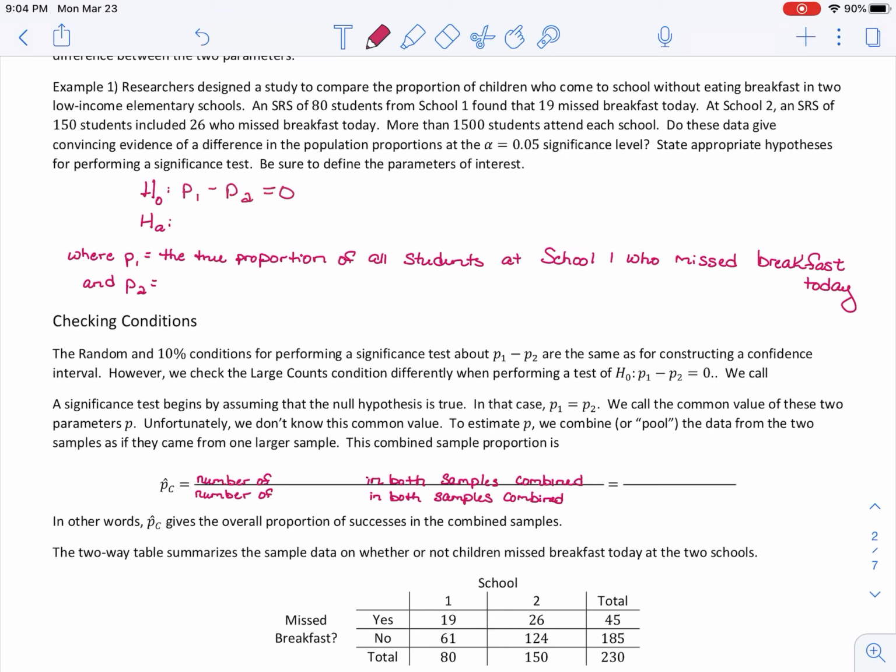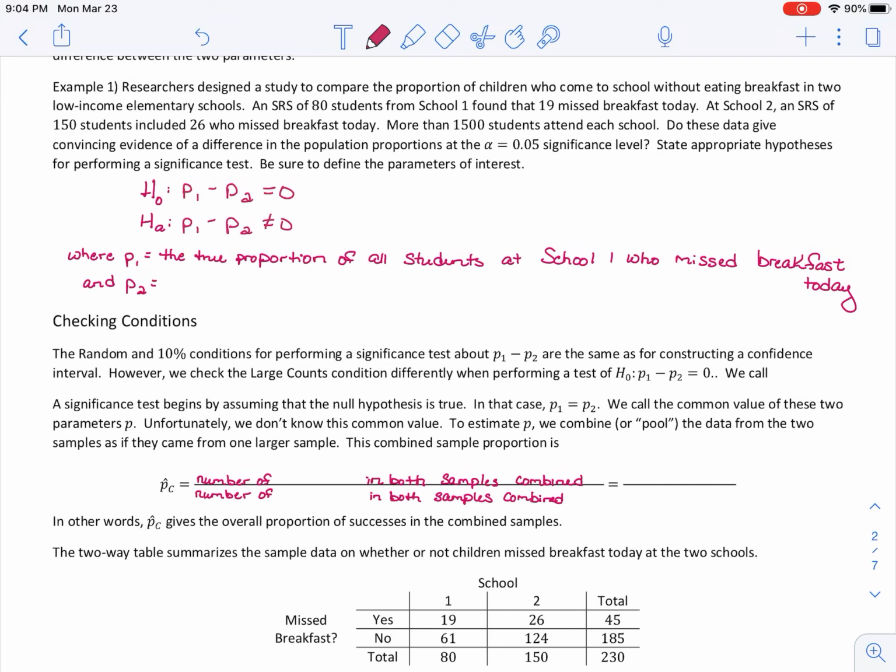But we are testing to see not if one's more or one's less, but just are these two schools different? So I'm going to say now that if I subtract these two numbers, I'm going to get something that is not equal to 0. And as always, I have to define my variables. P sub 1 is the true proportion of all students at school 1 who missed breakfast today.